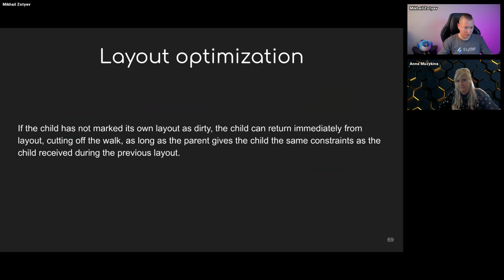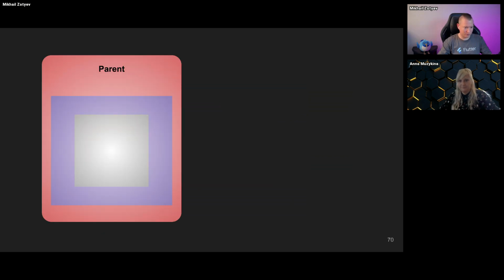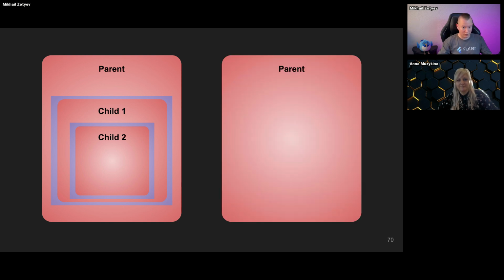For example, if a child doesn't mark its own layout as dirty, it can cut off calculation if the parent provides the same constraints. For example, the parent provides these constraints, so take more than this square and less than this square. The child takes these constraints and provides adjusted constraints to each child. Child 2 takes the size, child 1 takes the size, everything is fine. And then if the parent provides the same constraints, child 1 can stop all those things and not provide anything below, because it's the same constraint.